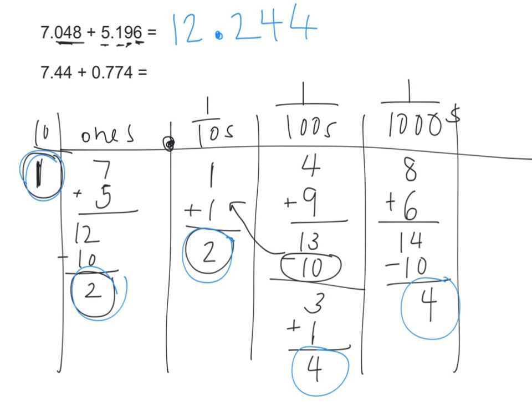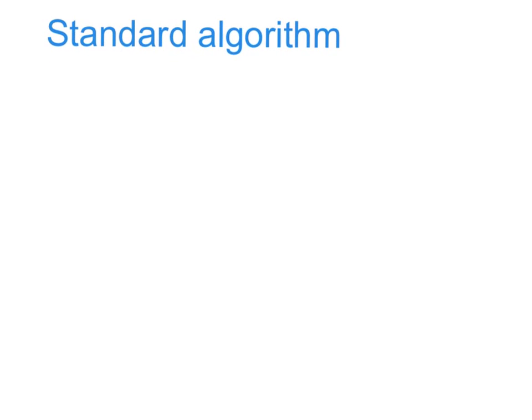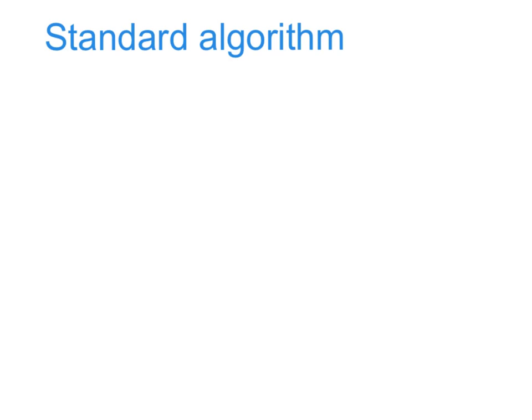This method right here is called using a place value chart, okay? But there's another way that's called using the standard algorithm. Let's talk about that, okay? This is the standard. An algorithm or standard algorithm means the normal way of doing things, okay?